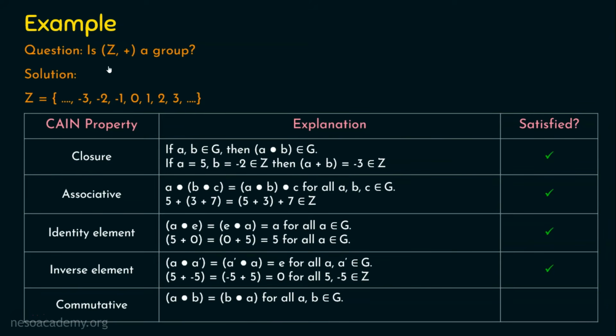So it's clear that (Z, +) is a group because it satisfies the properties closure, associative, identity and inverse, which we simply refer to as CAIN properties or Cain property. Already we have answered this question: (Z, +) is a group.